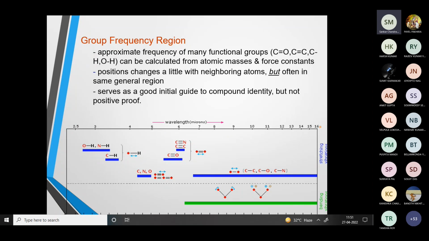And you see here, this is what I told you, the fingerprint zone, where the bending and stretching appear. That is shown by this green line. After 1500 or 1400, it is not so important, but in some cases we have to take the help. Okay, so these are the different compounds and their stretching ranges.